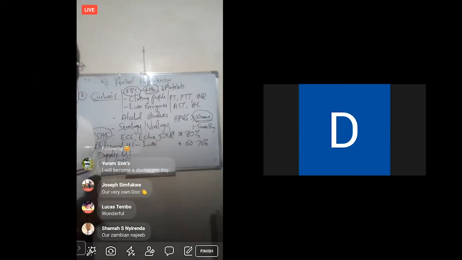Those are things that we're going to make sure we do for these patients in terms of management. Otherwise, what we should not forget is to do the basic resuscitative measures for this particular patient.